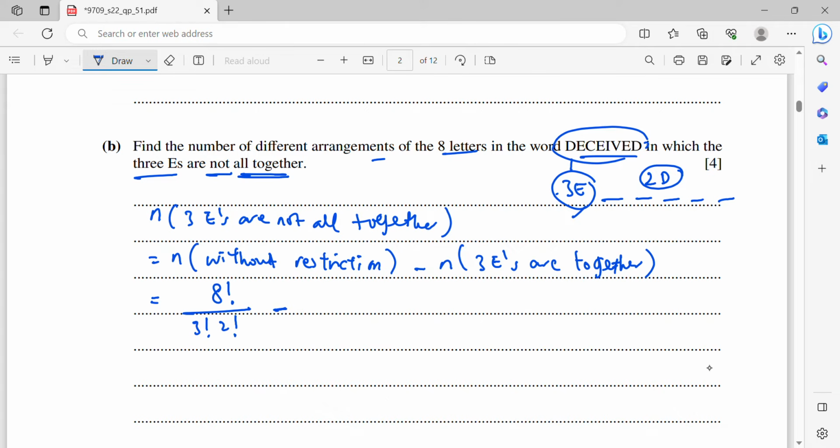Minus, when 3 E's are together, as I have explained just now, treat these 3 E's as 1. And then you have 5 more here. So the 5 plus this 1 becomes 6. Therefore, there will be 6 factorial. But out of this 5, we have 2 D's, so you must divide by 2 factorial. Okay, so the first calculation is 3360 and the second calculation is 360. So at last you will get 3000. This will be the number of arrangements that satisfy this condition, the 3 E's are not all together. Okay, so done for question 1B.